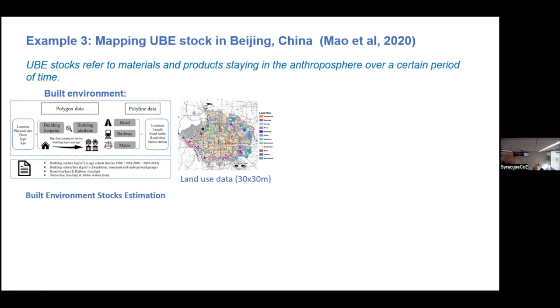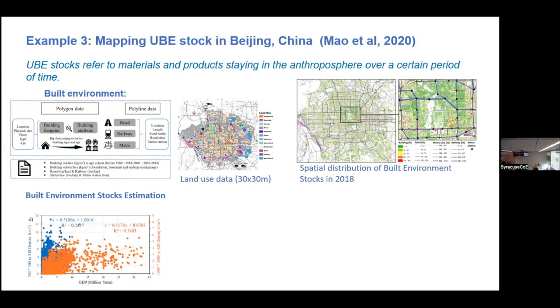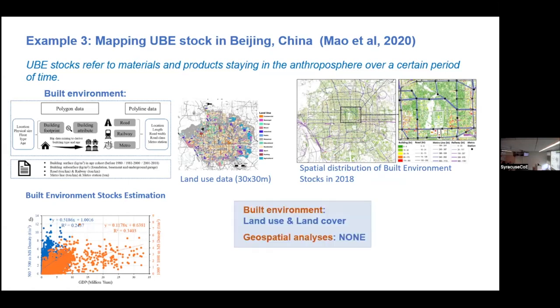So this is just the example. I want to give you one of the data, land use data. How does this look like? This is the very first step when they collect the data. And this is the result I want to show you. They actually provided the urban built environment stocks for the study here. This is Beijing, okay? And then they try to link the urban built environment stocks to some socioeconomic variables in the same area. In this case, this is GDP, okay? So that, again, gives you the idea of how geospatial analysis is being used in this kind of study.